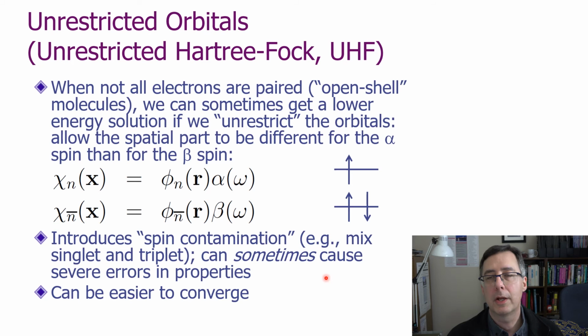Sometimes the UHF approach can be easier to converge if you have open shell systems that have unpaired electrons. In general, UHF is easier to converge than RHF. If you had restricted orbitals for an open shell system, sometimes people call that ROHF, restricted open shell Hartree-Fock. And sometimes ROHF is very hard to converge when you're doing a calculation, and UHF can be easier. So that's a practical reason why you might allow the spatial orbitals to be a little different.